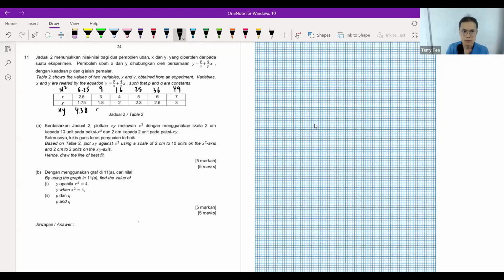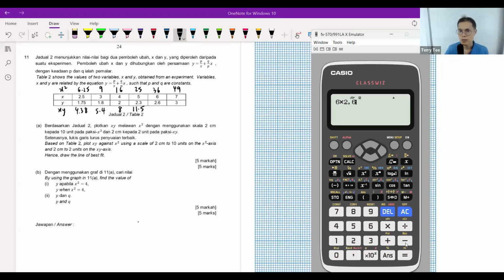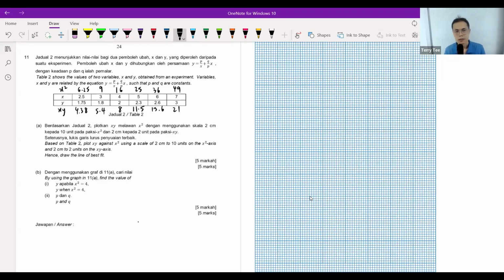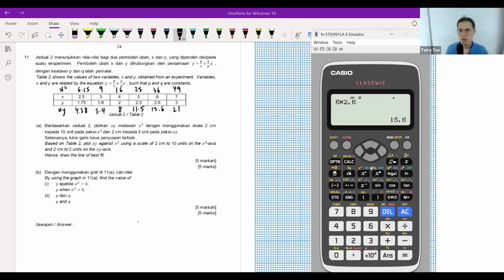3 times 1.8 is 5.4. 4 times 2, I'm going to write 8. 5 times 2.5 is going to be 11.5. 6 times 2.6, I'm going to get 15.6. 15.6, 7 times 3 is 21. Now, I'm going to use a calculator to predict my answer because you're going to get gradient and your y-intercept from the graph, but I can actually do it from the calculator. Let me show you how.